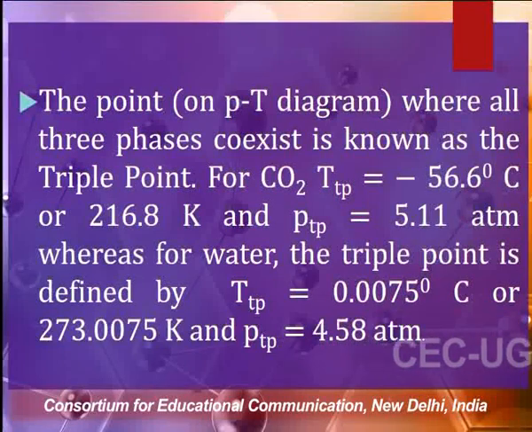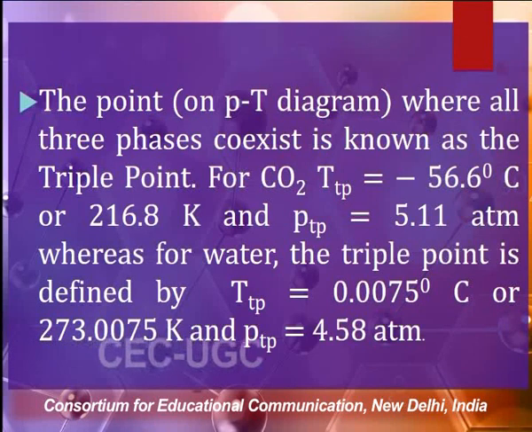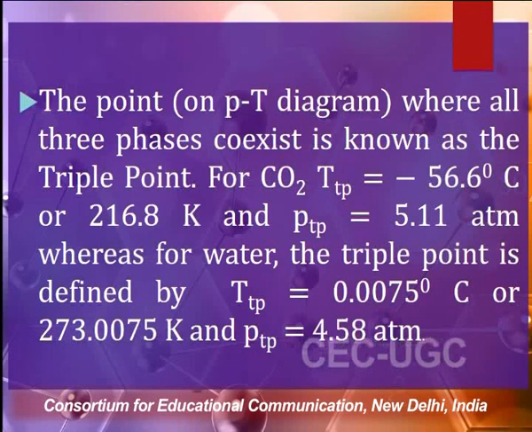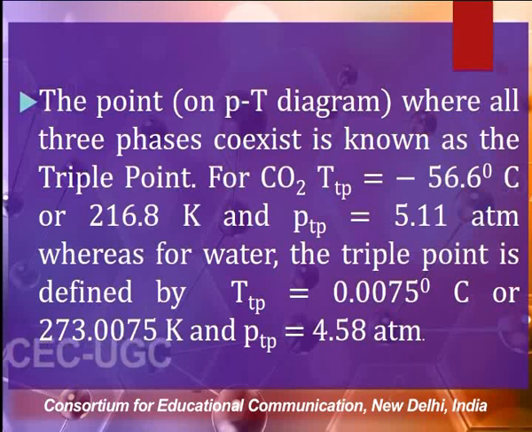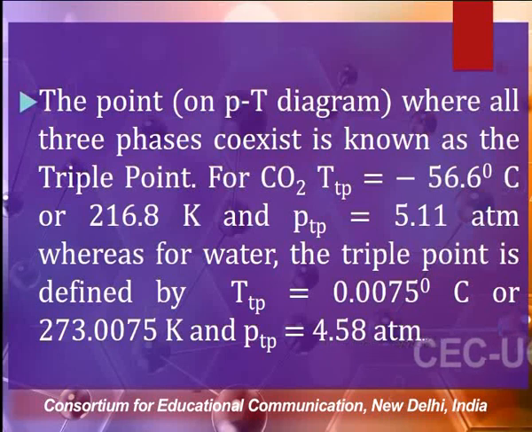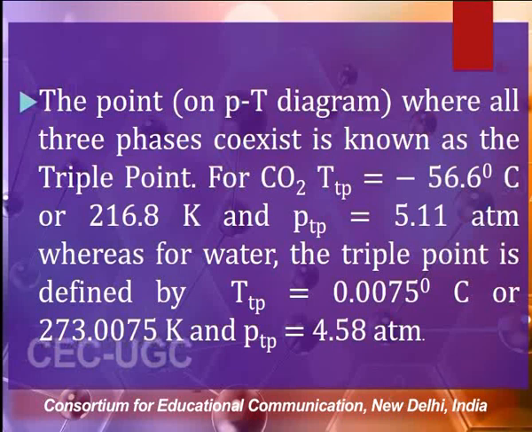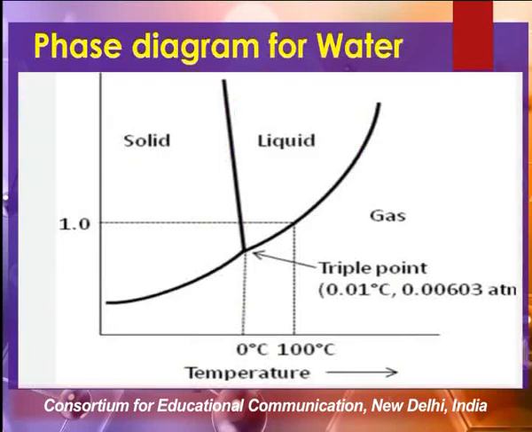The point on the PT diagram where all the three phases coexist is known as the triple point. For CO2, Tp is equal to minus 56.6 degrees Celsius or 216.8 Kelvin, and Ptp is equal to 5.11 atmospheres. Whereas for water, as I will just show, the triple point is defined by temperature Tp equal to 0.0075 degrees Celsius or 273 Kelvin, and Ptp equal to 4.58 atmospheres.